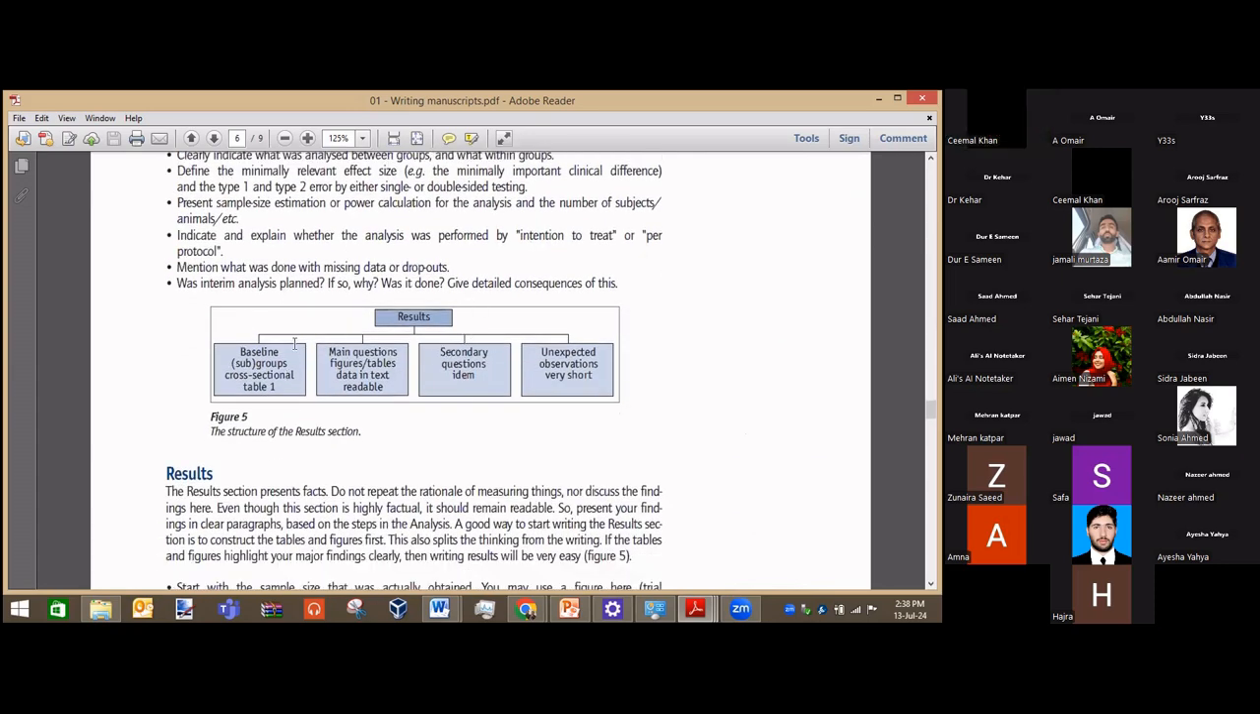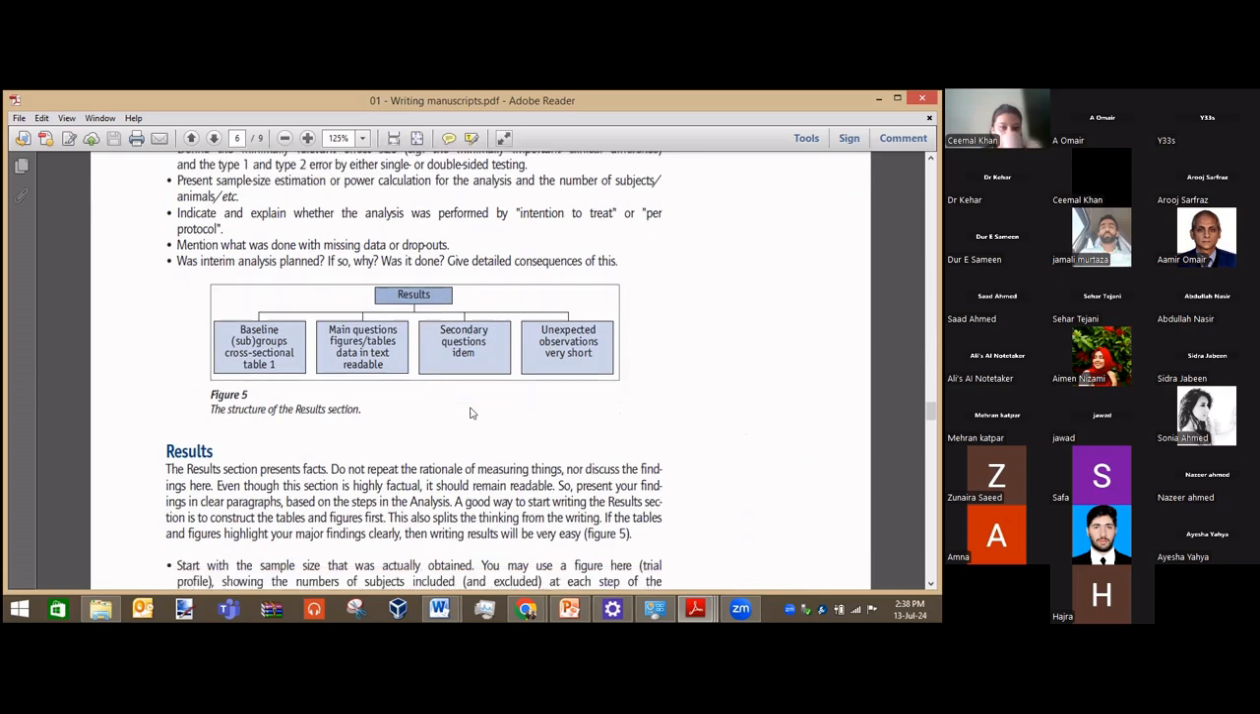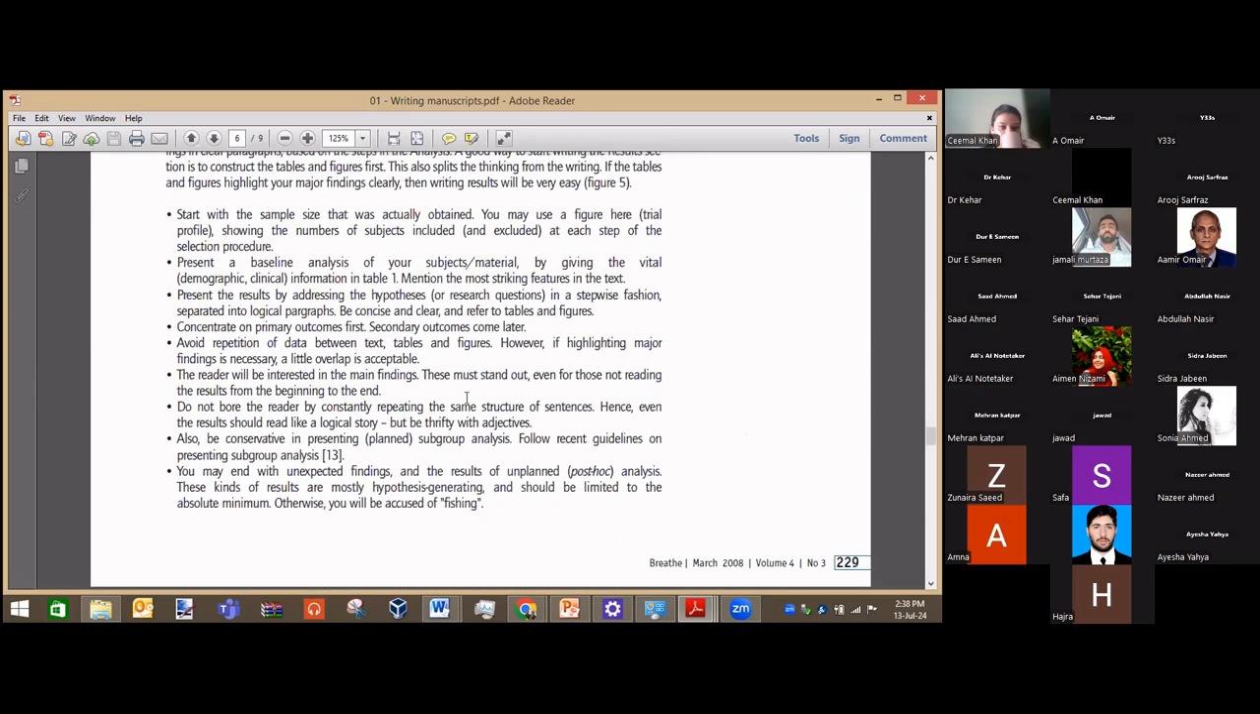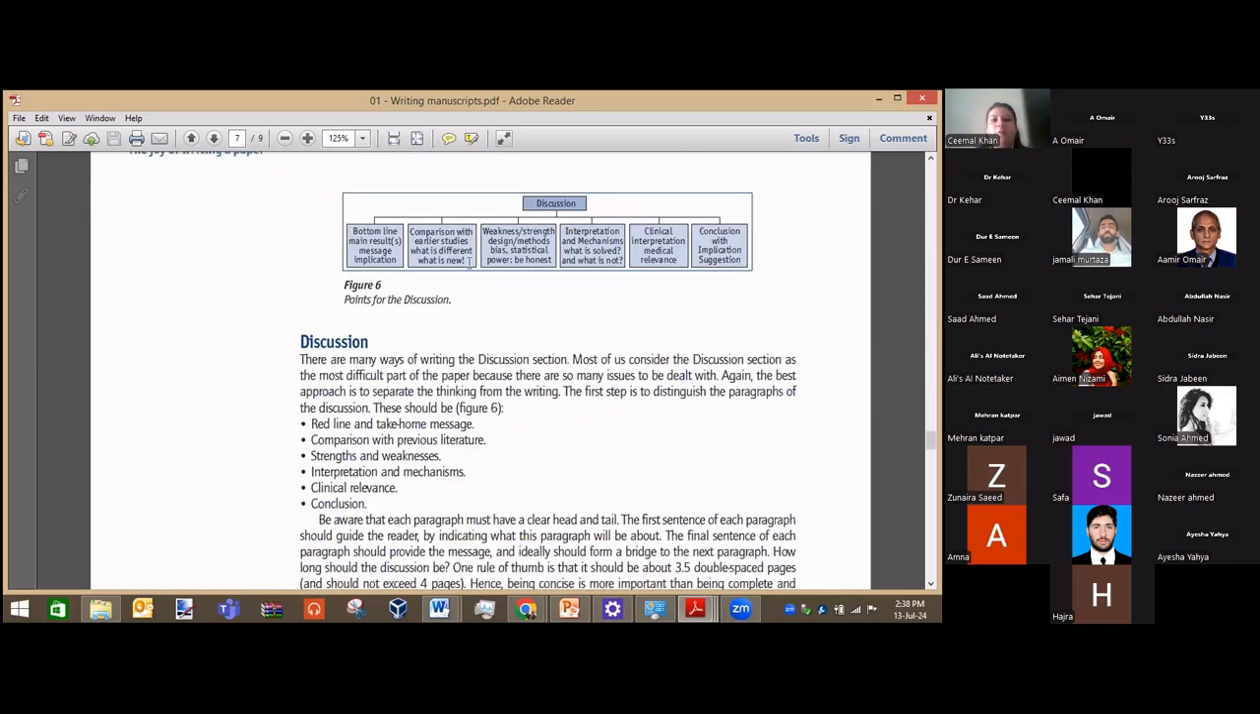The results, generally what to start with and how to proceed, with the expected observations. And finally, the discussion, right? So these are the different parts in this order. Preferably, if we do that, it will be good.